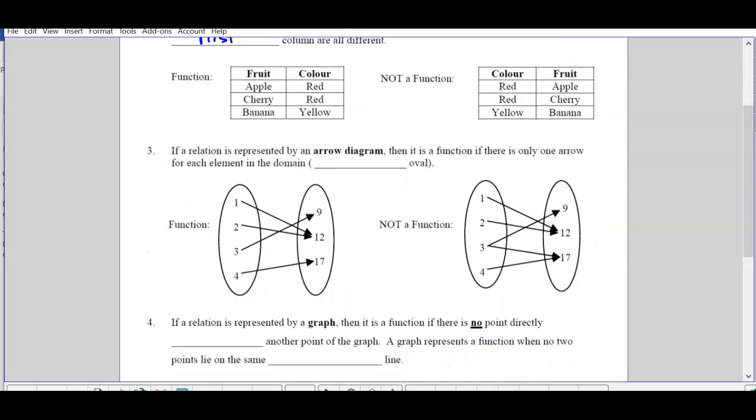Next one, if a relation is represented by an arrow diagram, then it is a function if there's only one arrow for each element in the domain. Which kind of gives it away. The domain is the first oval, right?